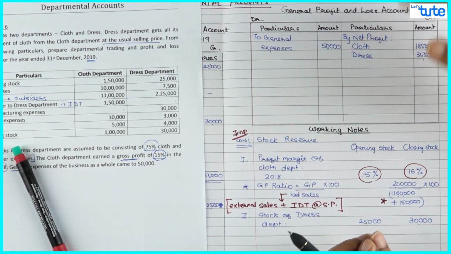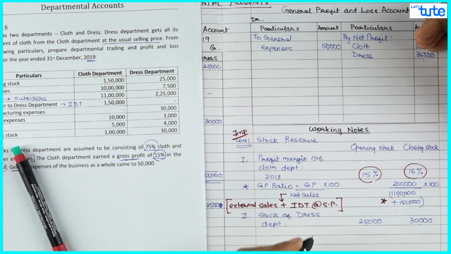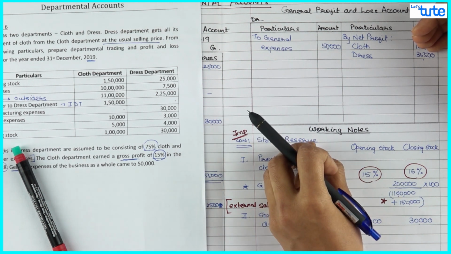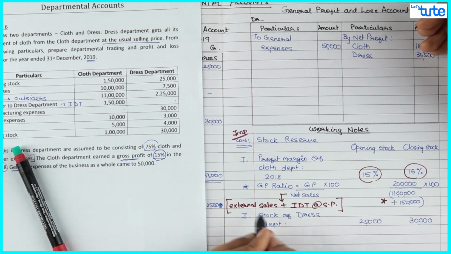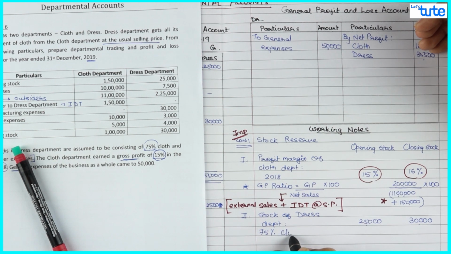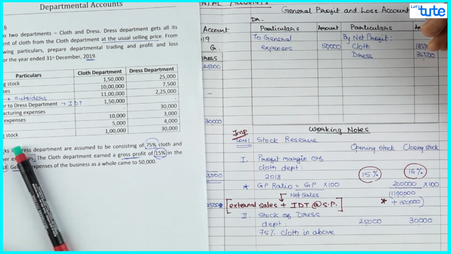Now what we do, when one department transfers goods to other department, and if this department still holds those stock as a closing stock or opening stock, we need to calculate stock reserve. But if in this stock amount something is purchased from outsider or if there are some expenses, then there is no unrealized profit on those expenses or on those outsider purchases. So in this we need to find out how much is the goods received from the other department. So I would say 75% cloth in above. So we need to find out 75% of this.